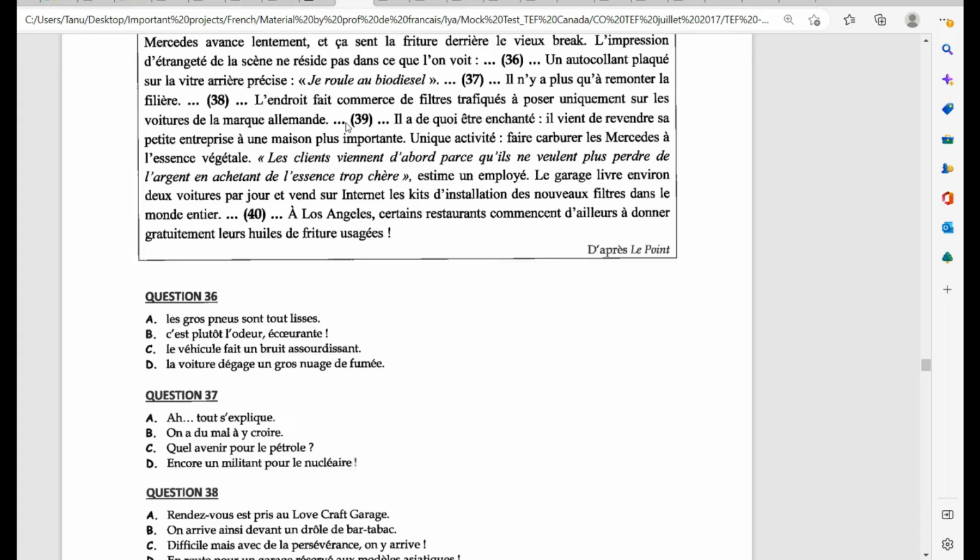Alright, so we have to fill in the blank for question 39, and after that we read that he has the reason to be ecstatic or happy. He has just sold his small enterprise, small company to a big one, and the unique activity of this small company is faire carburer les Mercedes à l'essence végétale, which means this company basically provides vegetable fuel for Mercedes.